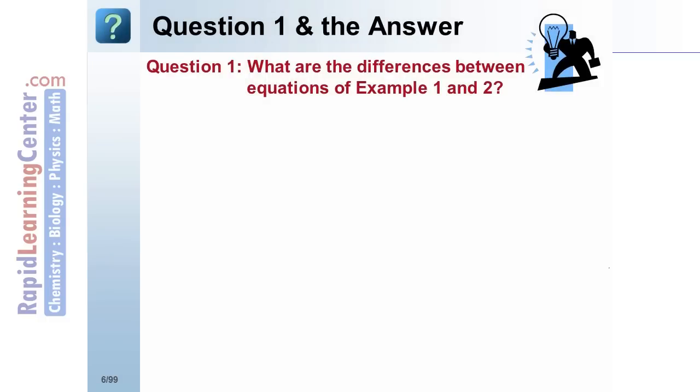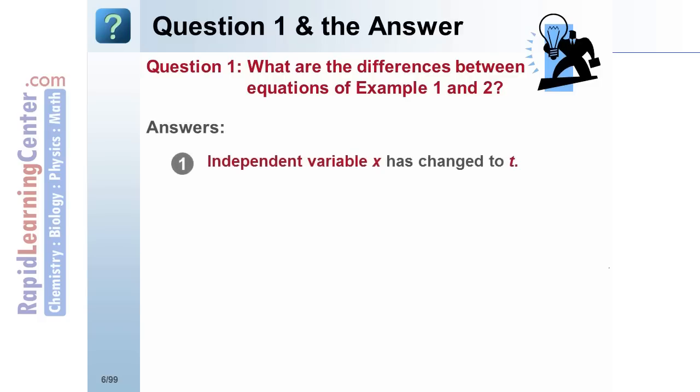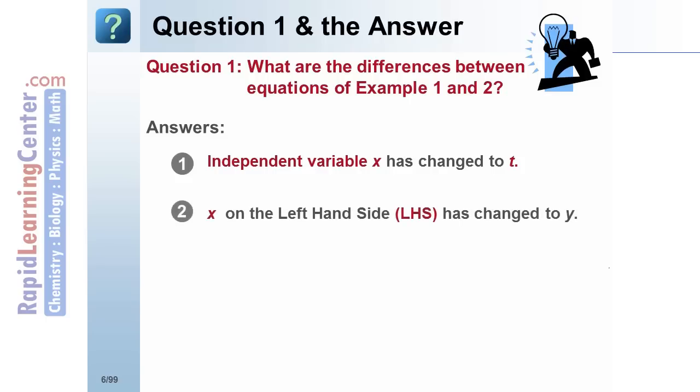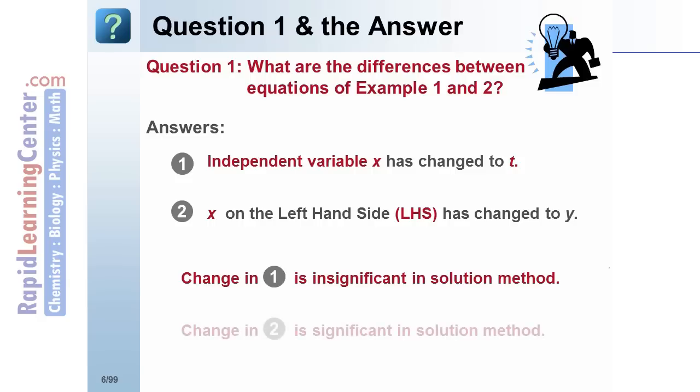Question 1. What are the differences between equations of example 1 and 2? Answers. 1. The independent variable x has changed to t. 2. The x on the left-hand side has changed to y. The change in 1 is insignificant in the solution method, but the change in 2 is significant in the solution method.